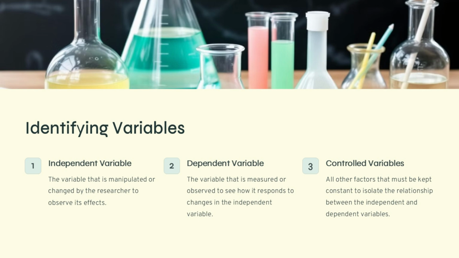The first key variable is the independent variable. This is the variable that the researcher manipulates or changes to observe its effects. The second key variable is the dependent variable. This is the variable that is measured or observed to see how it responds to changes in the independent variable. The third key variable is the controlled variables. These are all the other factors that must be kept constant in order to isolate the relationship between the independent and dependent variables. Understanding these different types of variables is crucial for designing valid and reliable scientific experiments.